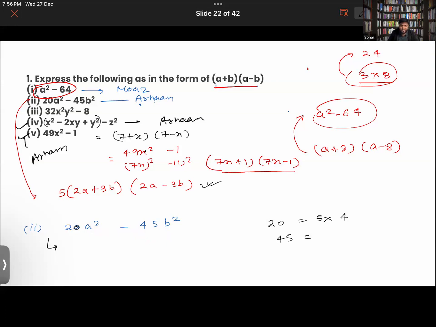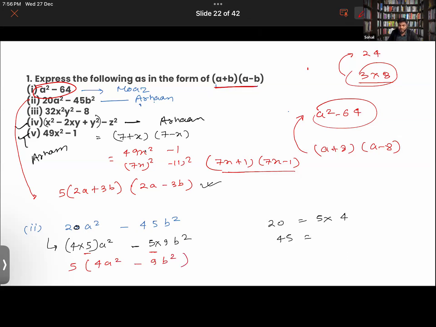And again, 45 can be written as 5 times 9. Then you will have to break 9 into 4 and 5 as well. Okay, let's try to solve this one. So this will be 4 times 5a square, minus 5 times 9b square. Now, in the two terms, we have got 5 as common. So let's take 5 out. So we are left with 4a square and then 9b square.